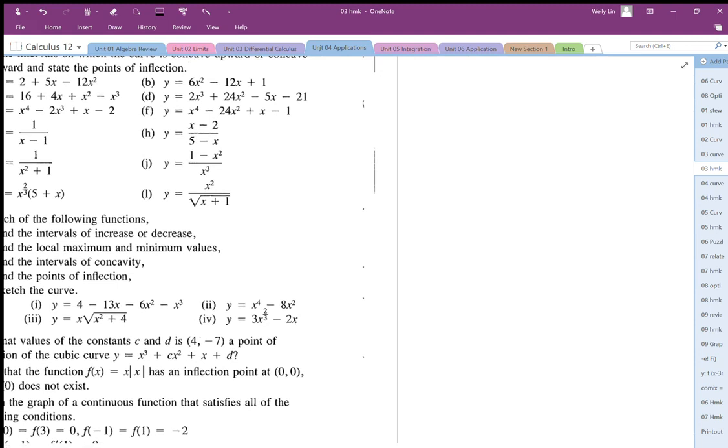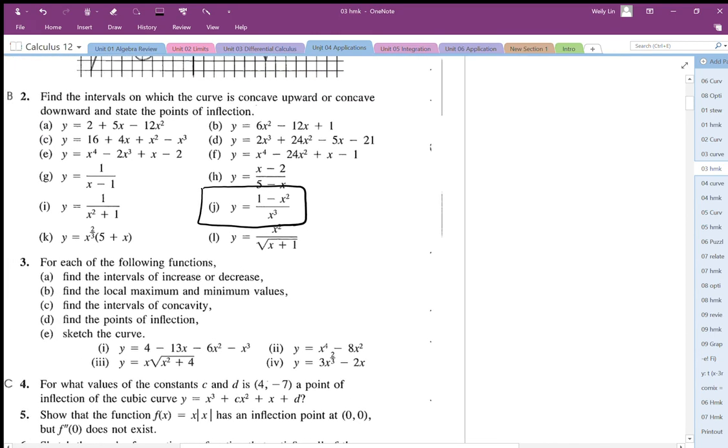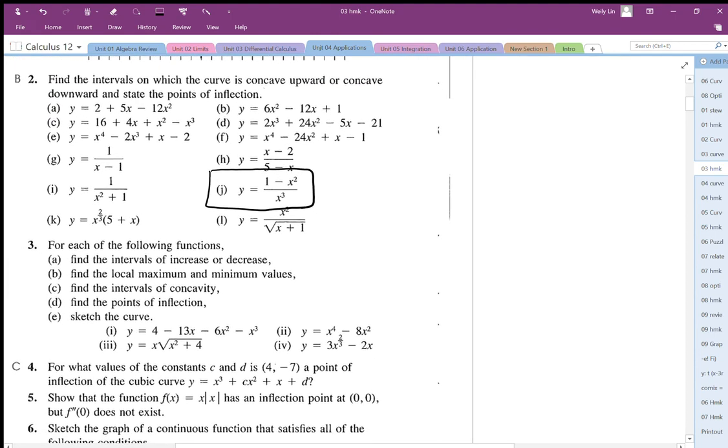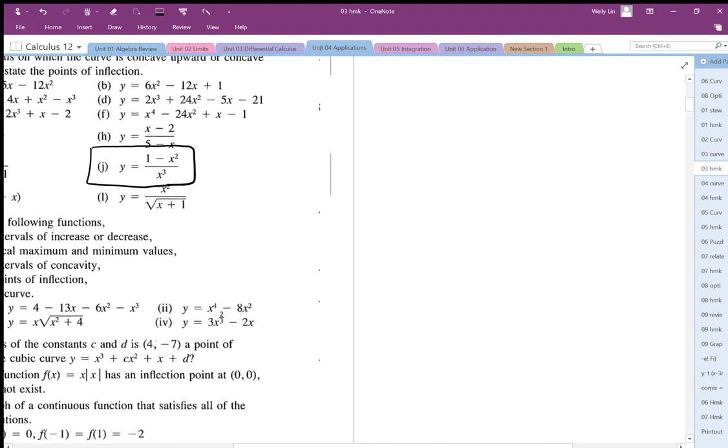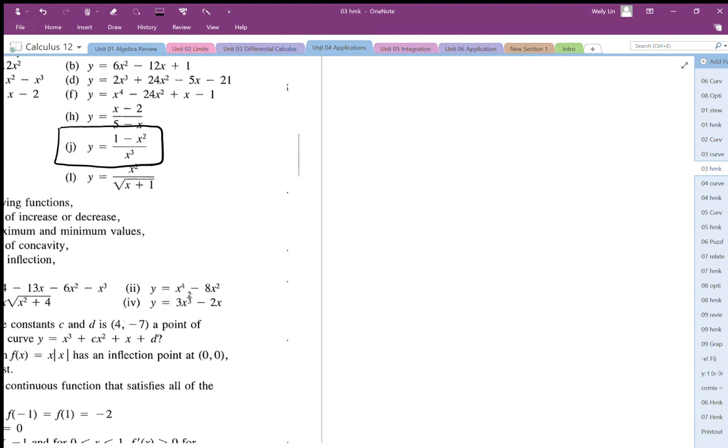Question 2J from the homework is this question here. We're asked to find where the intervals of the curve are concave up or concave down and points of inflection. So basically we are talking about the second derivative.